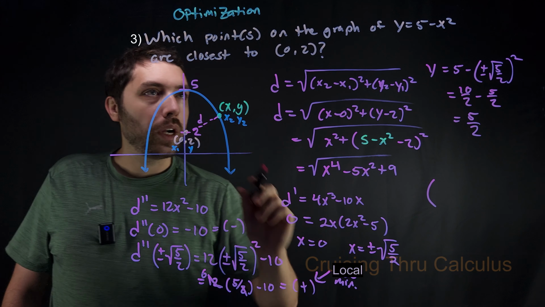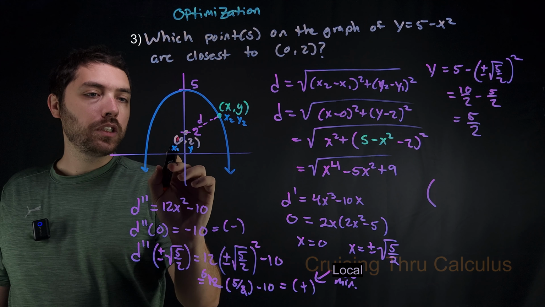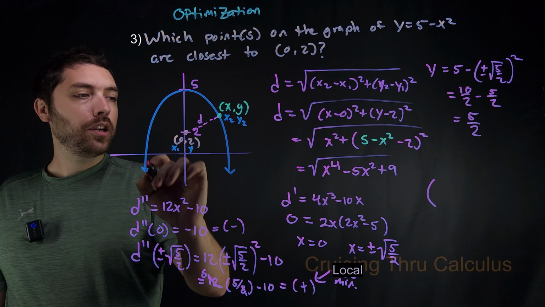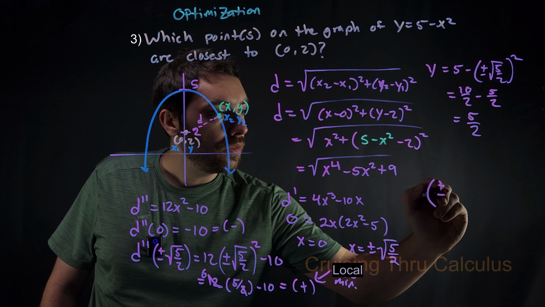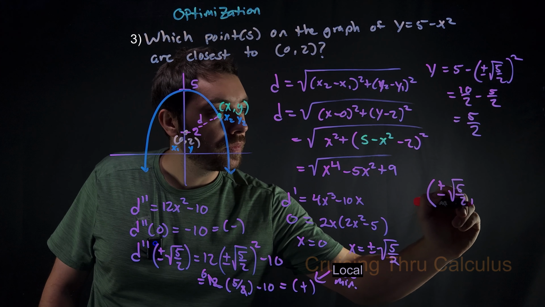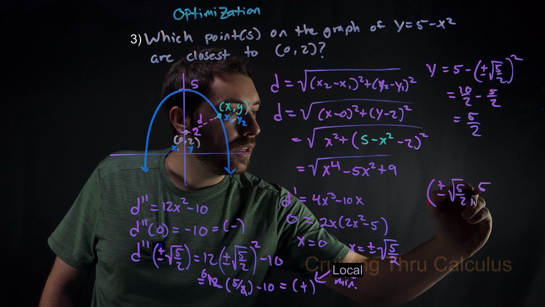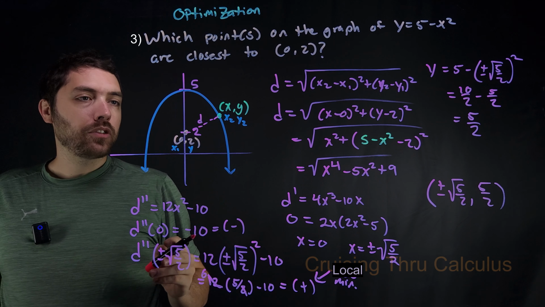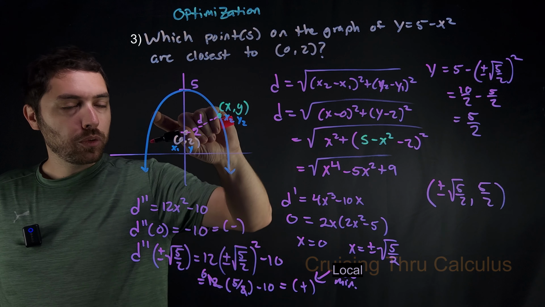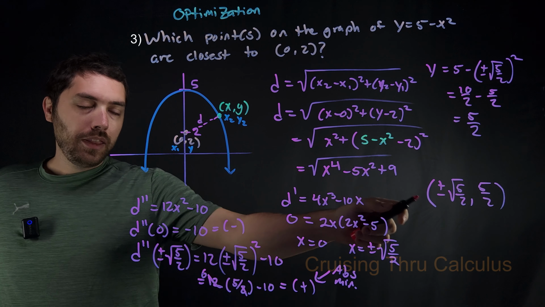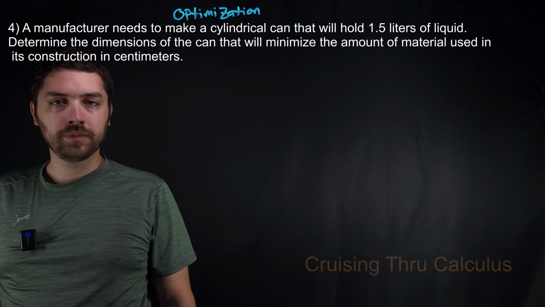The point, or actually the points, which are closest to (0, 2) that are on our parabola are either positive or negative root 5 over 2, and then the y-coordinate is the same, 5 halves, which makes sense. There's some symmetry here. The y-coordinate should be the same while the x-coordinate is the one that's changing. And thus, that is our final answer.